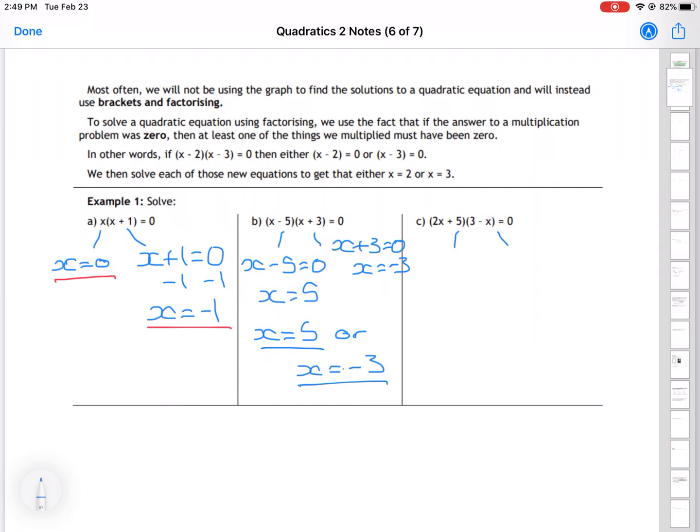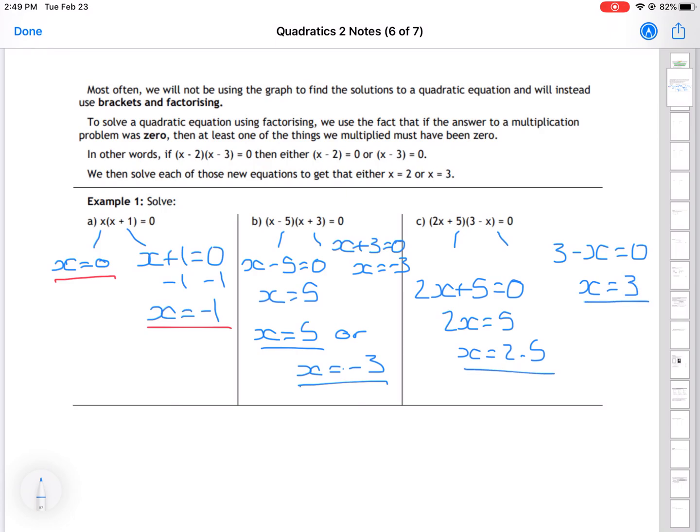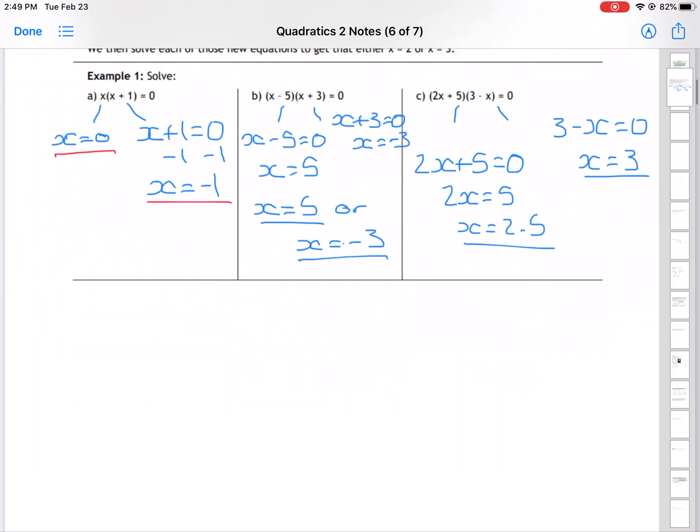Lastly, two separate brackets here, so 2x plus 5 equals 0. Solving this equation, 2x equals 5, x equals 2.5, and then the next one, 3 minus x equals 0, so x equals 3. Think of that one as 3 take away what gives you 0, so it's 3 take away 3. As I said at the start, more often than not we will have to factorise the left-hand side into two brackets before we split them up. That's what we're going to do next.